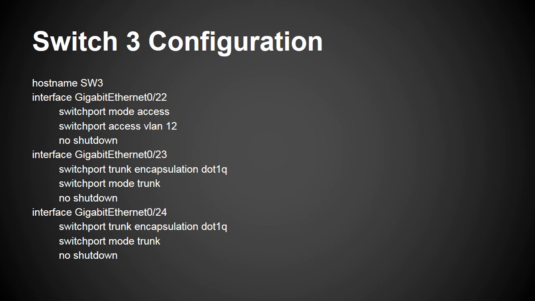Switch 3 configuration. We gave Switch 3 the name SW3. We connected this to Gigabit Ethernet 22 and we configured access for VLAN 12. Gigabit Ethernet 23 and 24 we configured for trunking using the .1Q encapsulation method.